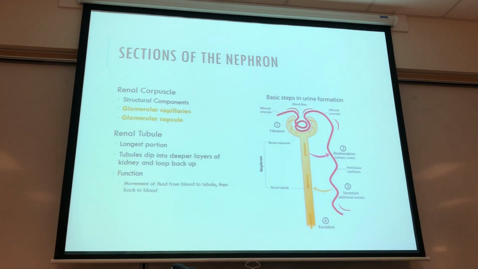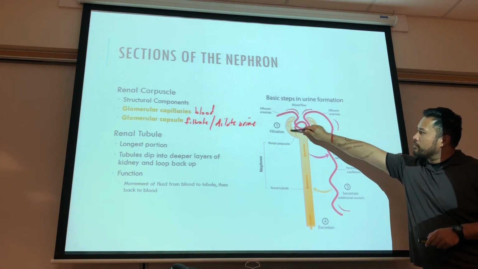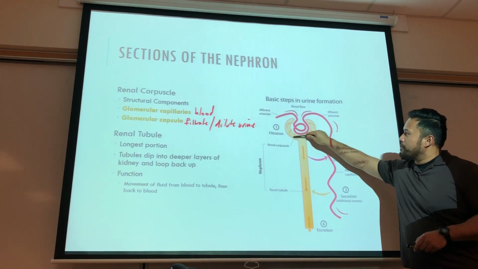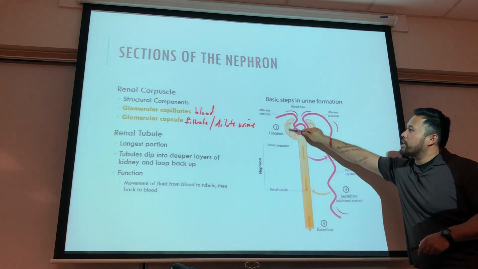So for the renal corpuscle, we'll look at the main components of the corpuscle. We have our glomerular capillaries, which are going to contain the blood. And the glomerular capsule, which will contain our filtrate, which is going to be our dilute urine. It's what we first start off with. So we have to understand the interface between these two for the process of filtration, where we're going to have fluid escape the glomerular capillaries, and all the stuff that was filtered out of the capillaries is present as filtrate.